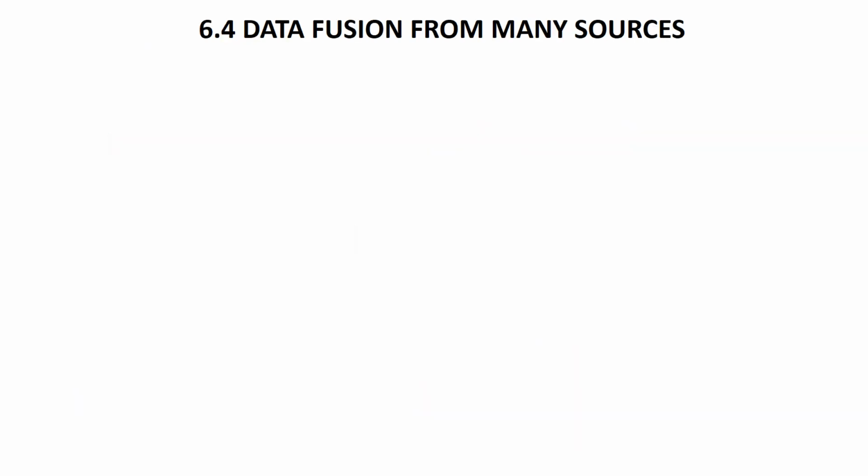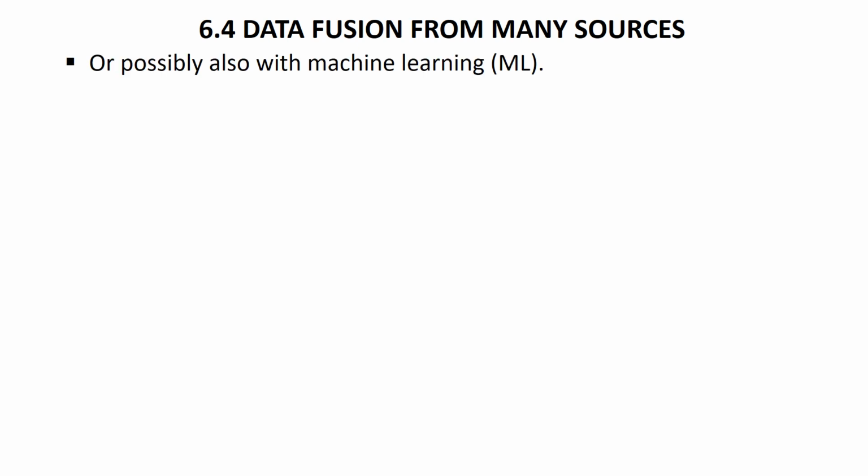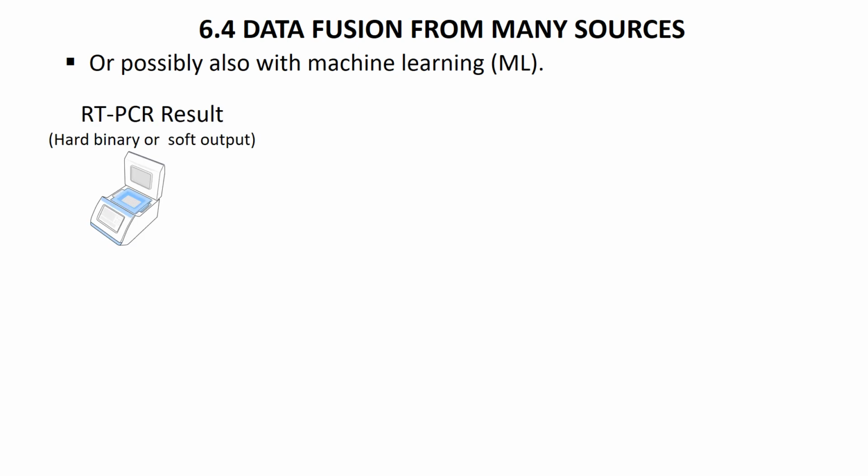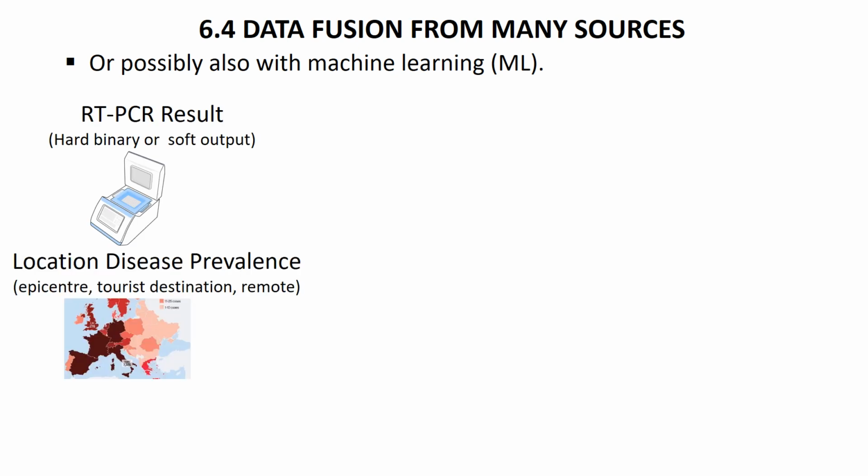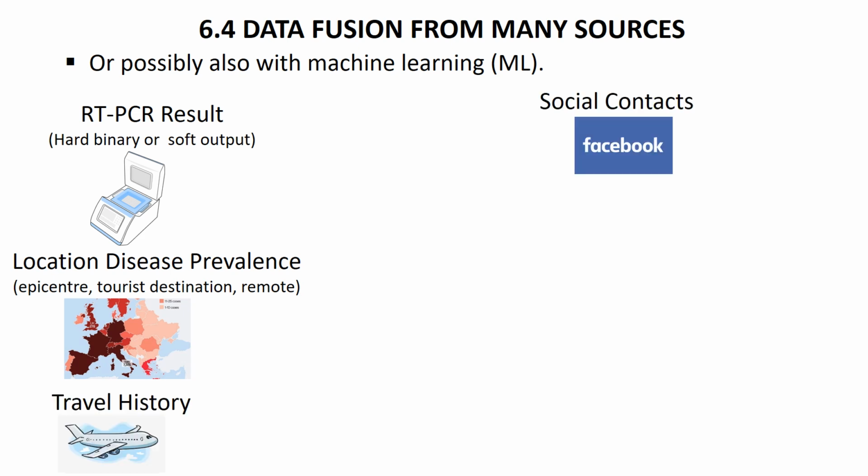The next thing you could do is take information from many different sources and fuse it together in some optimal way, or train a machine learning program. So you use the output of the PCR result. You could look at your location, wherever you are, the disease prevalence. Are you near an epicenter? Have you recently come back from some tourist destination? Do you live in a remote place where there's no evidence of the disease? Looking at your travel history, social context.